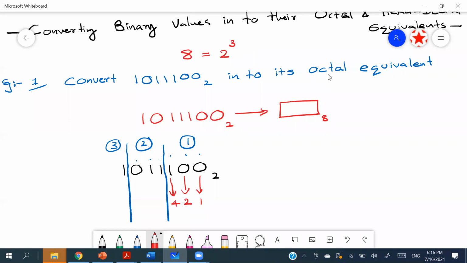Why is it 1, 2, and 4? Because the first place is 2 to the power 0, the second place is 2 to the power 1, and the third place is 2 to the power 2. So it contains 1, 2, and 4. And if you consider the second group, it is again an individual binary number that we are going to consider. So again, the first value is going to have 1, the second 2, and the third 4.